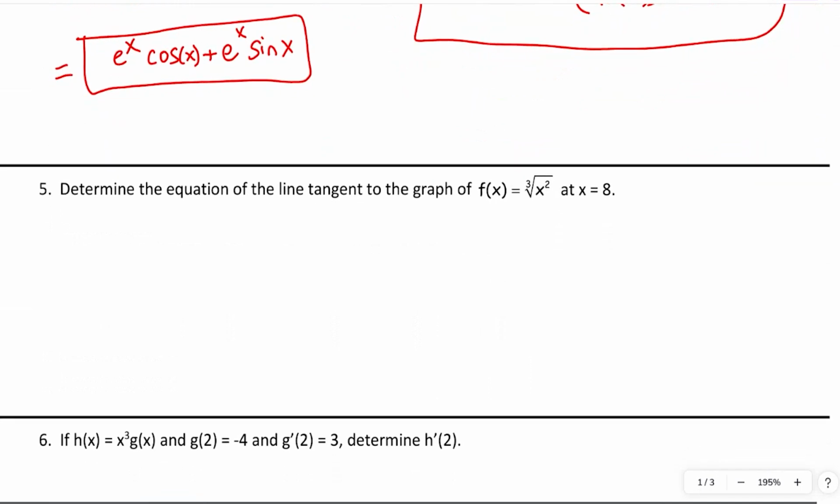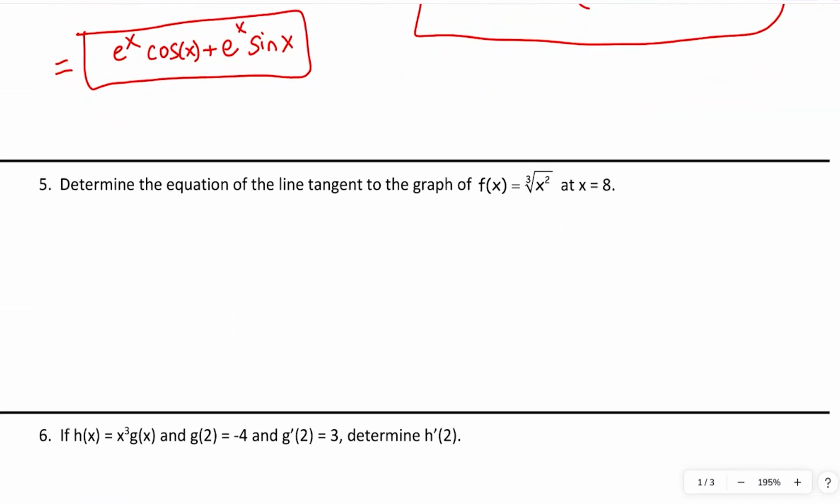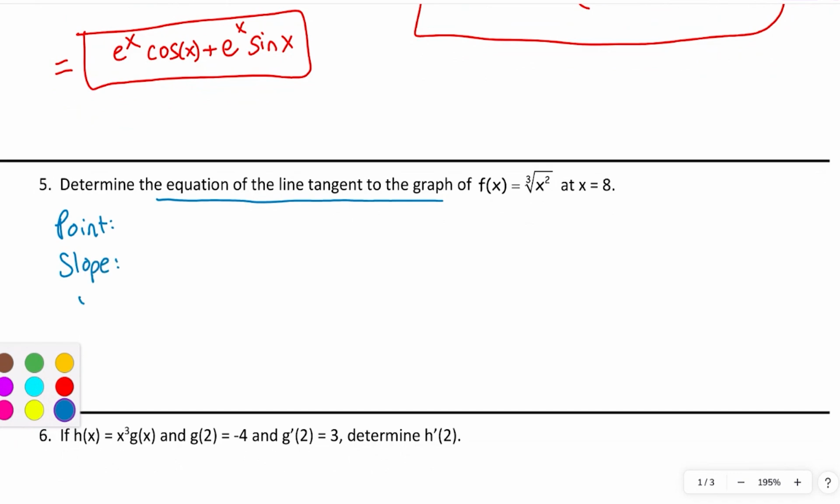Number five says determine the equation of the line tangent to the graph at x equals 8. All right, so a couple little quick notes here. Equation of the line tangent to the graph, we're going to get our point and our slope ready to go. And we're going to just rewrite the point-slope form so we're prepared to plug everything in. And then we want to find that slope, we're going to need the derivative of f of x.